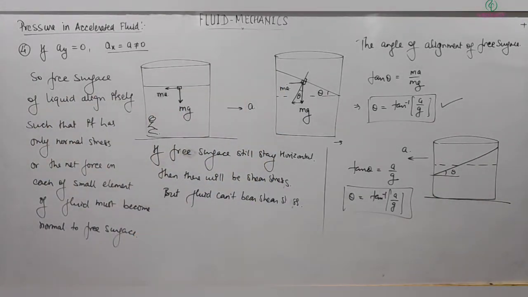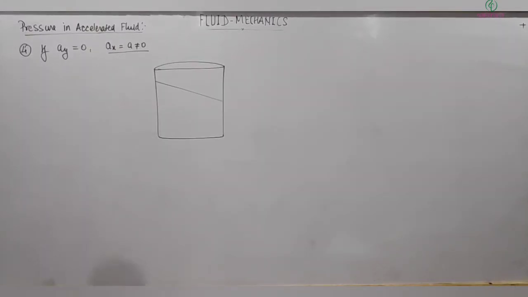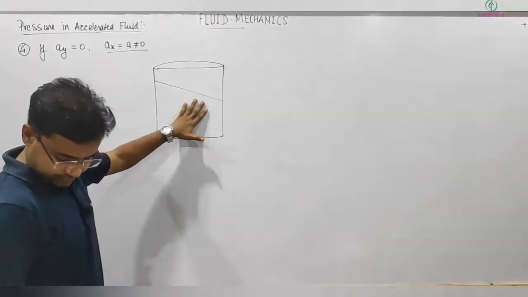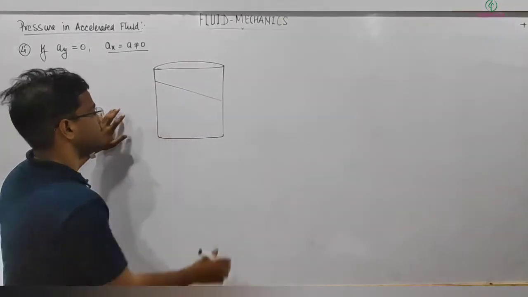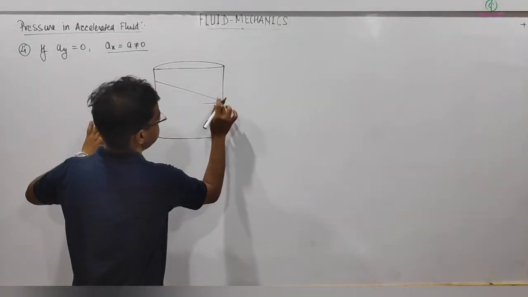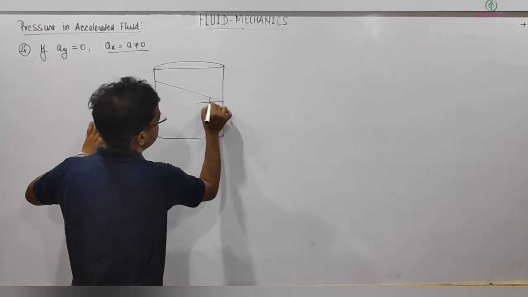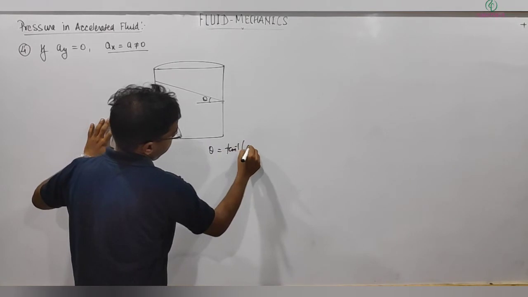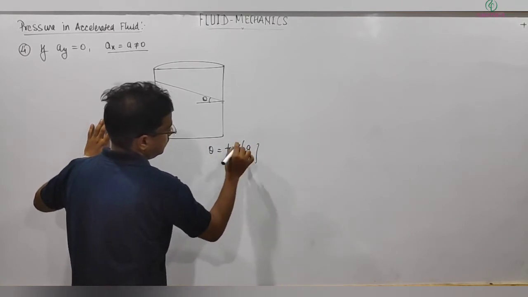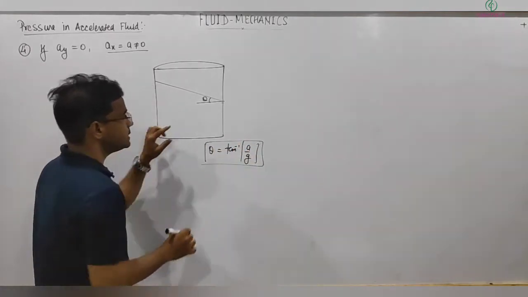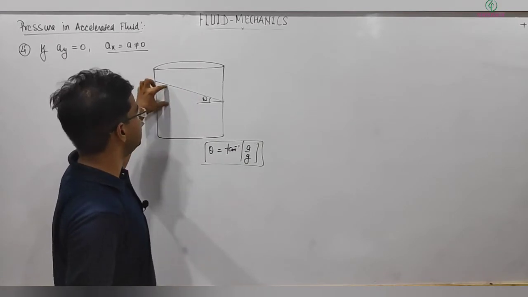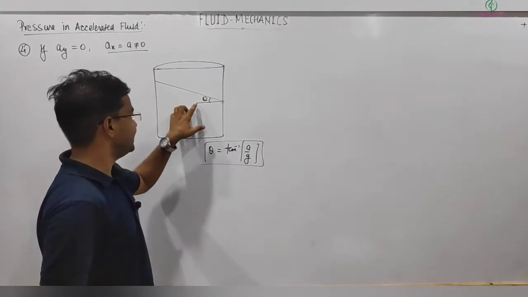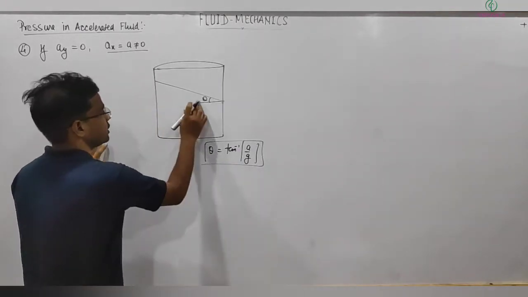So let me tell you that. In this situation, when ax is non-zero, first thing is the free surface will align at some angle, and we already got this angle, theta is equal to tan inverse of a by g. Now the next thing you can see is that because the height is also different, definitely now at the same horizontal level, at this point and this point, pressure will not remain the same.